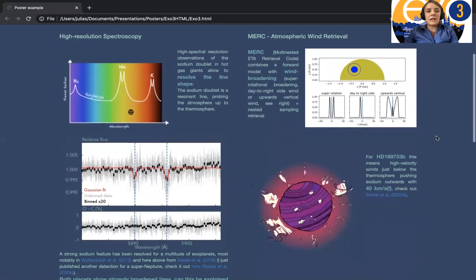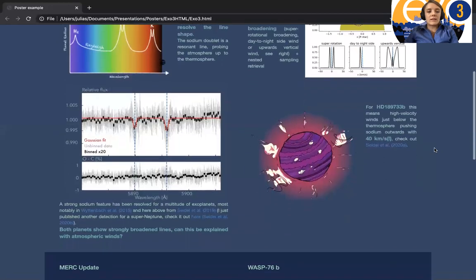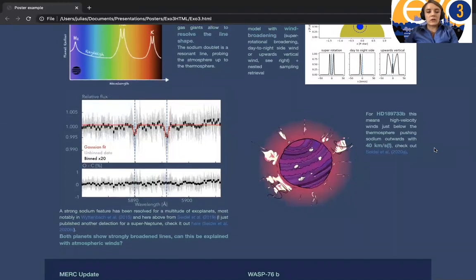What you can see here on the left is a little bit of an introduction to high resolution spectroscopy. But more importantly, my results from my first paper that I published in 2019, where you can see here on the left the relative flux in the wavelength range of the sodium doublet for WASP-76b. And the most important feature is that the sodium doublet lines are very broad in comparison to the instrumental line spread function of the instrument, which was HARPS.